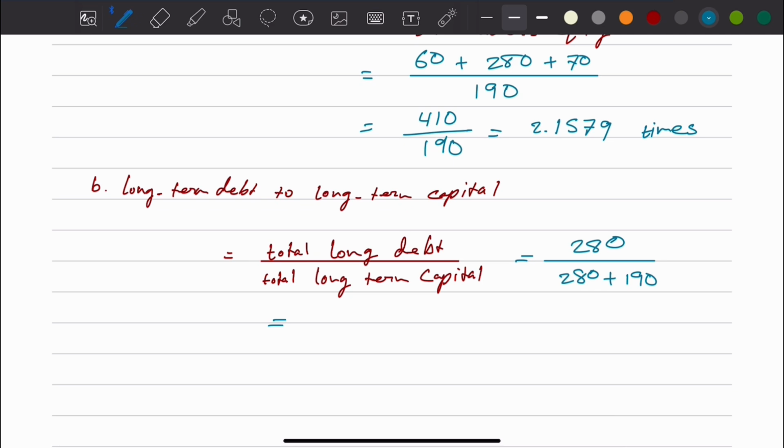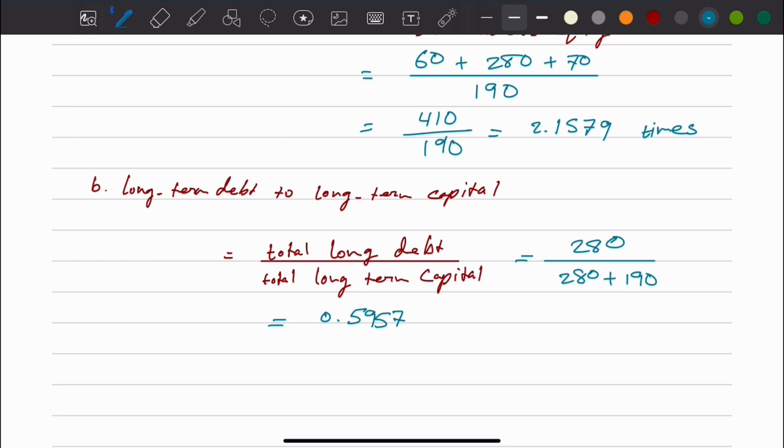Run the numbers. 280 divided by, open a bracket, 280 plus 190, close the bracket, and that's going to be 0.5957. And that's the answer to the second requirement.